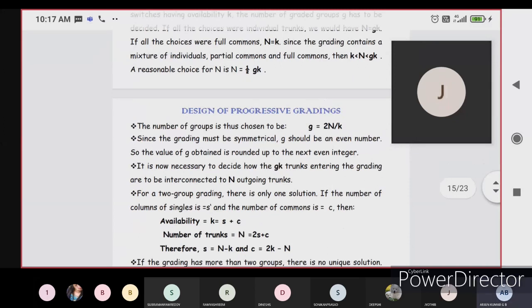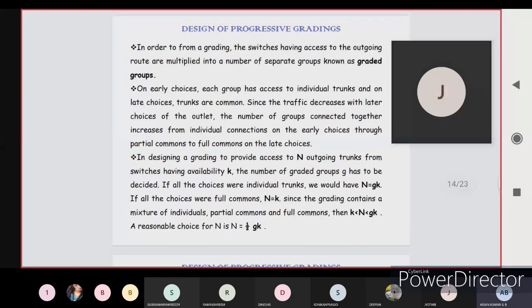In designing a grading, we want to provide access to n outgoing trunks from a switch having availability k. Here k is the availability of the switches, and n is the number of outgoing trunks.